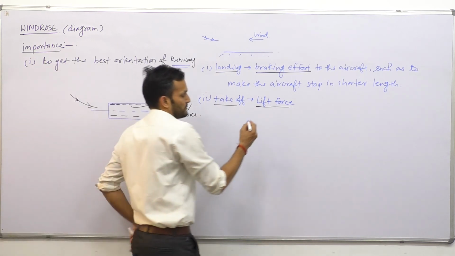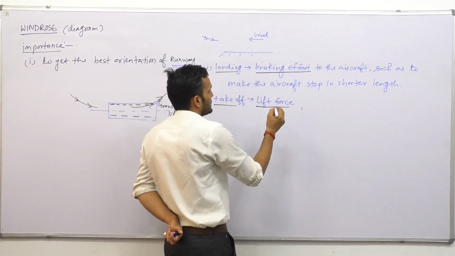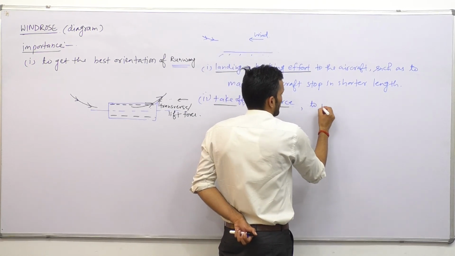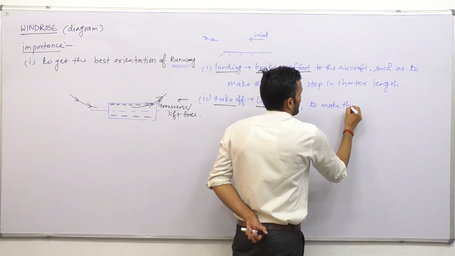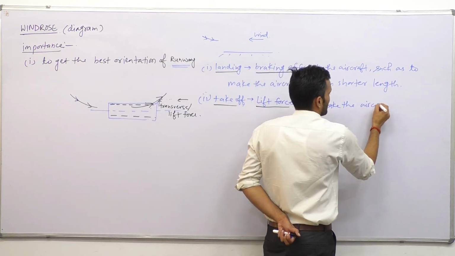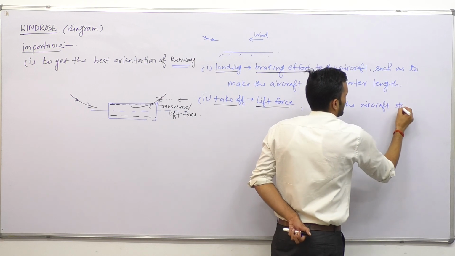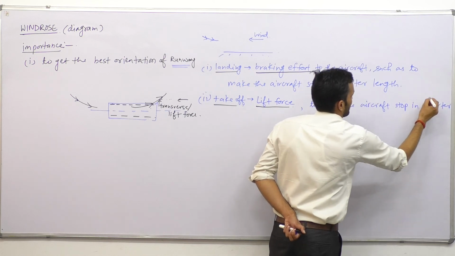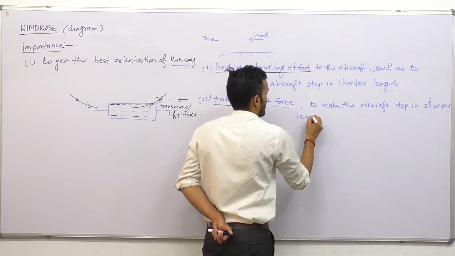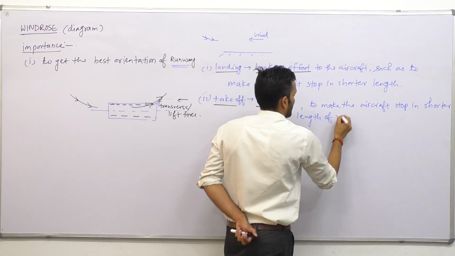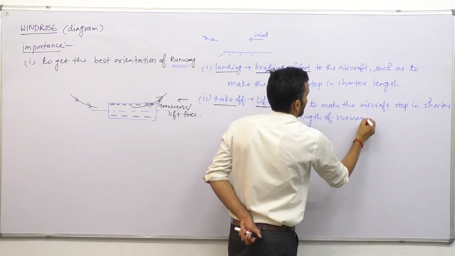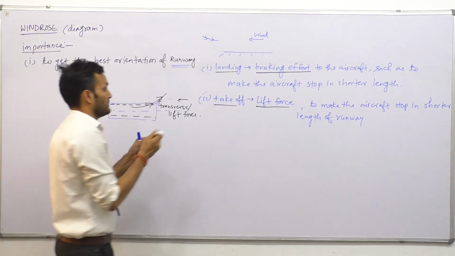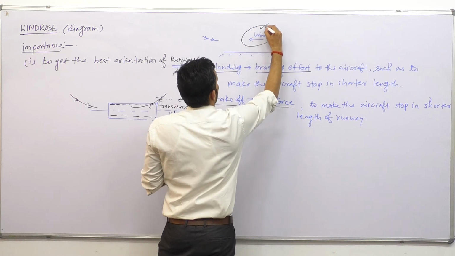In both conditions, the purpose is what? The purpose is to make the aircraft stop in shorter duration, shorter span, or shorter length of runway. So I think the importance of using this parameter, wind, in laying out the runway cross section is clear to you.